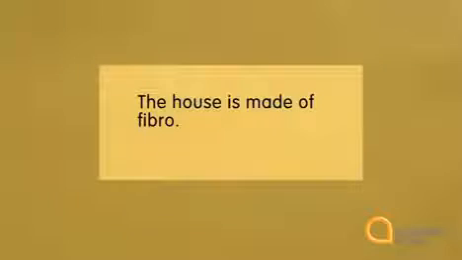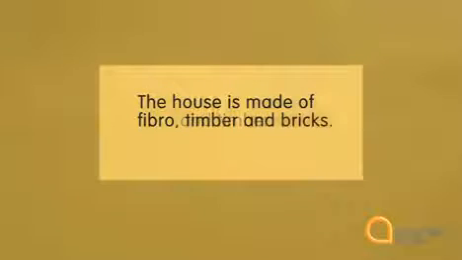and then use a final and. The house is made of fibro. The house is made of fibro and timber. The house is made of fibro, timber and bricks.